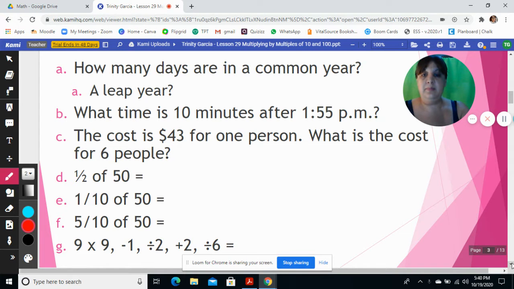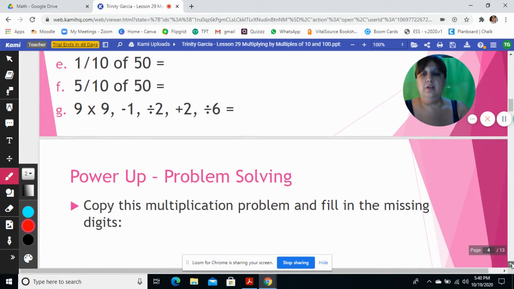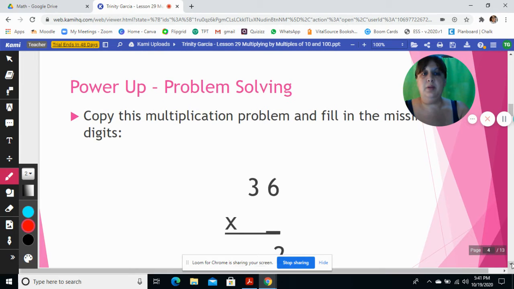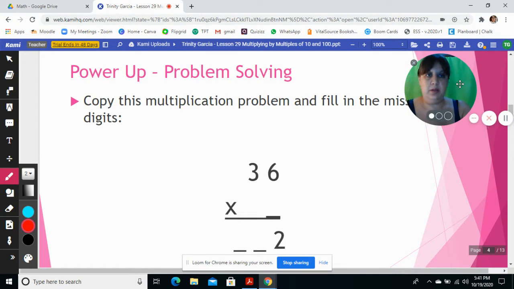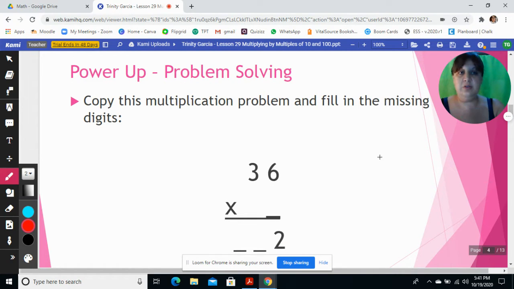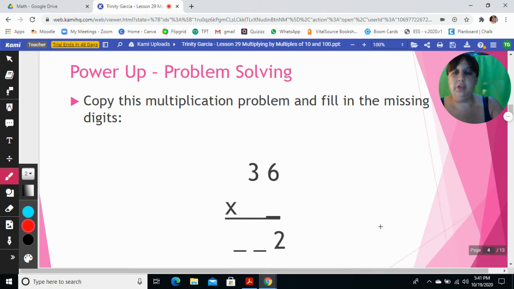All right, welcome back. Here we go with our power up problem solving. So you can put problem solving onto your notebook, and it says copy this multiplication problem and fill in the missing digits. We've done some problems like this in the past, and hopefully you remember that we used some logical reasoning and some guess and check to figure out the answer. And today we're going to do the same.